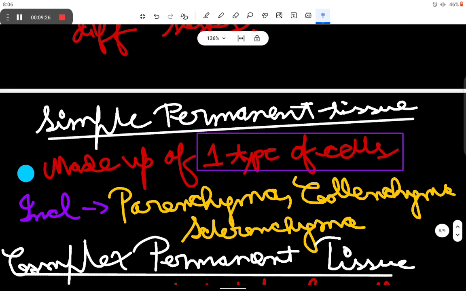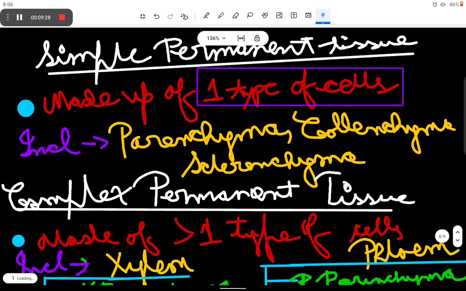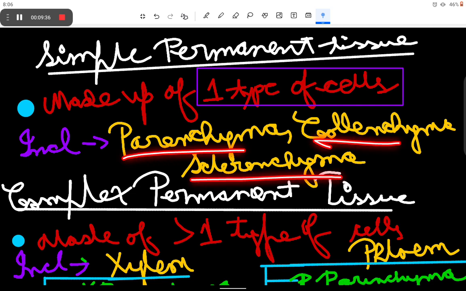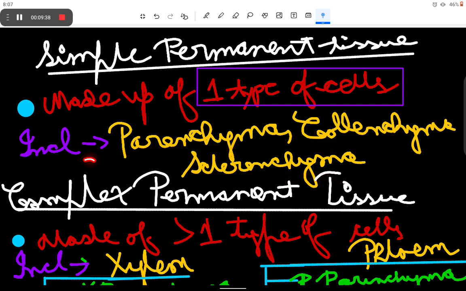Okay. Now, let's talk about the simple permanent tissue. They are made up of only one type of cell. And what do they include? Parenchyma, collenchyma, and sclerenchyma. Actually, we need to talk about all these three in detail.